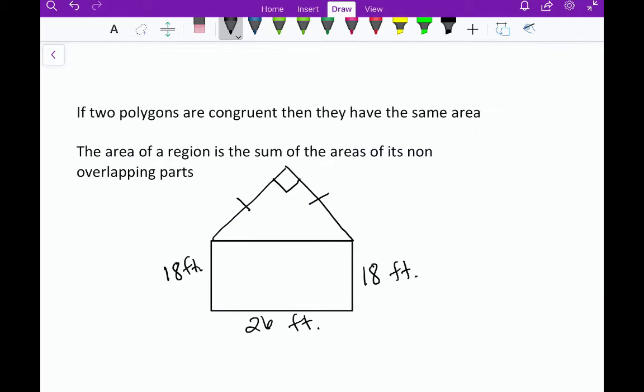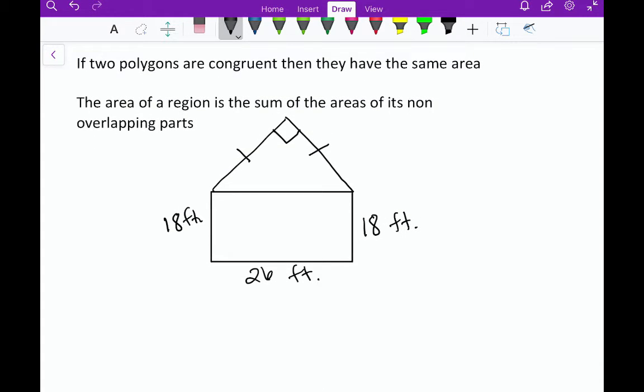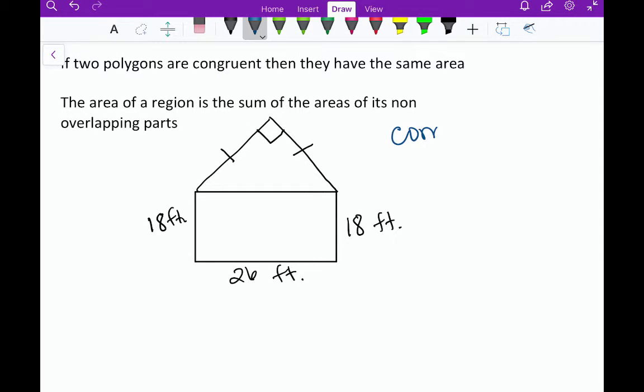Okay, so if two polygons are congruent, then they have the same area. Probably seems pretty obvious. The last thing we need to look at is what are called composite figures, which are figures that are made up of multiple different shapes and aren't a special type of shape. So the area of a region is the sum of the areas of its non-overlapping parts.